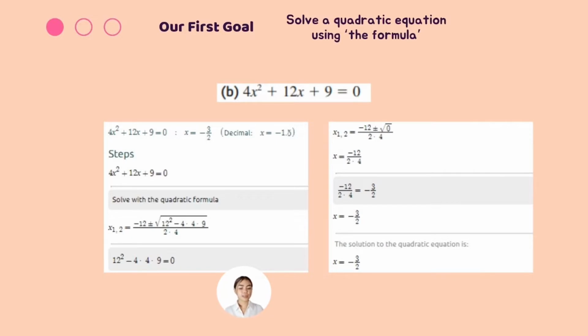Negative 4 times 4 times 9 is equal to negative 144. So our answer is 0. And so after that, x is equal to negative 12 divided by 2 times 4. So our answer is negative 3/2. So that is the answer for our B.